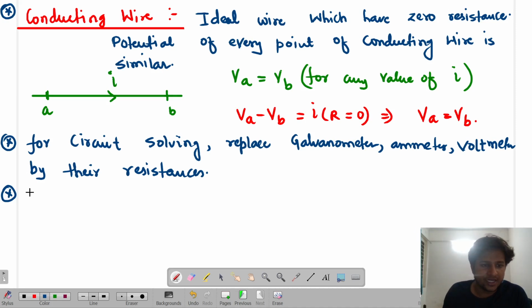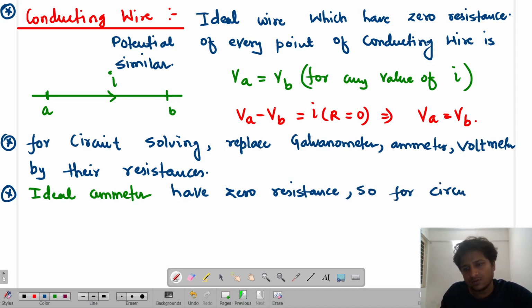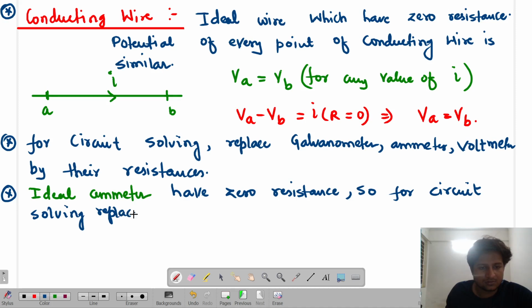Take the third point: any ideal ammeter. This is the rule for which case? Ideal ammeter. Got it or not? Any ideal ammeter has zero resistance. First important point. Because for any ideal ammeter the net current should always be maximum, so it must have zero resistance. So for circuit solving, replace any ideal ammeter by a conducting wire. That's all.